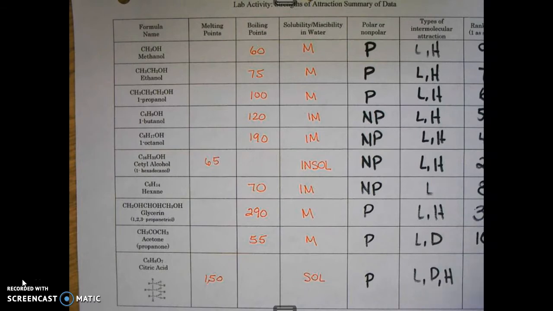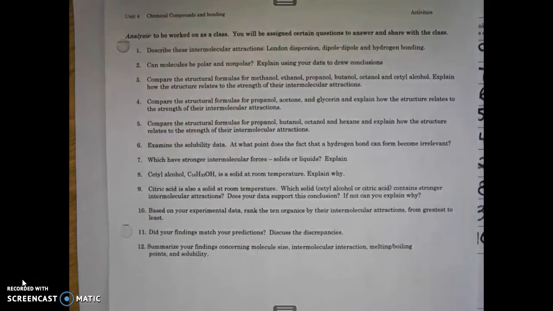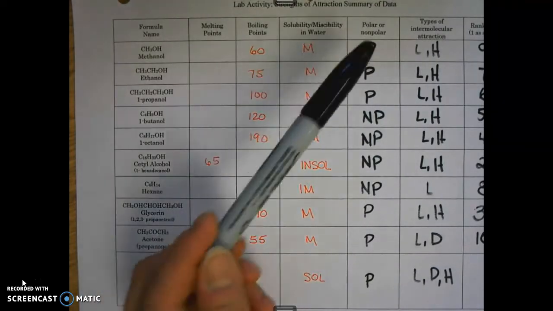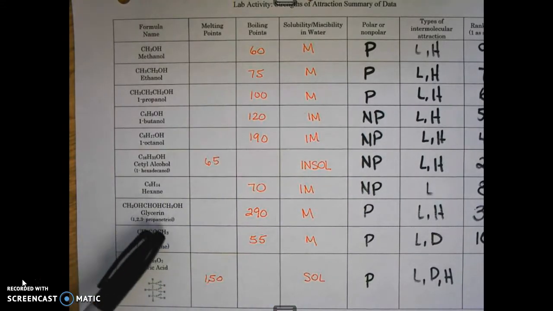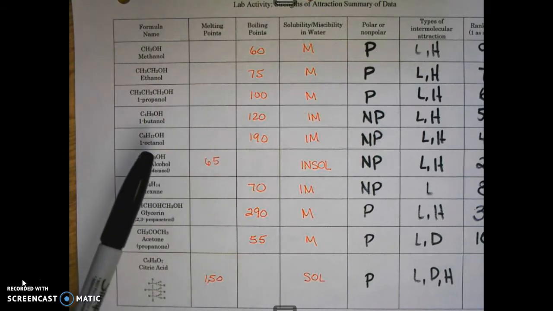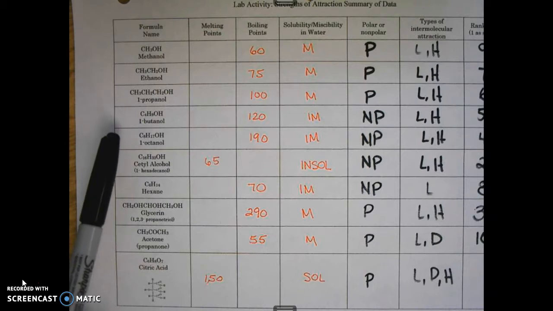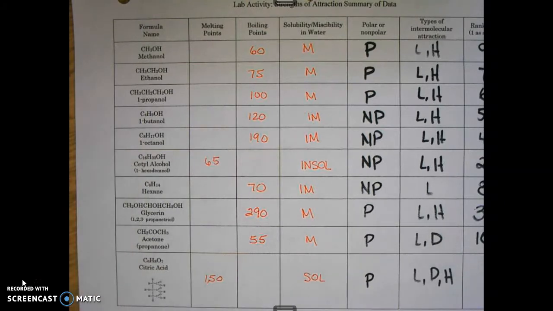If we go on to take a look at question number 6, examine the solubility data, we've pretty much talked about this one already. So things that are polar are going to have a lot of oxygens where you can get dipole-dipoles and hydrogen bonding occurring. If you have a molecule where the primary structure is the hydrocarbon part, then you don't have anything that is strongly polar, so you wind up having it not dissolve in water. So we pretty much talked about that idea already.